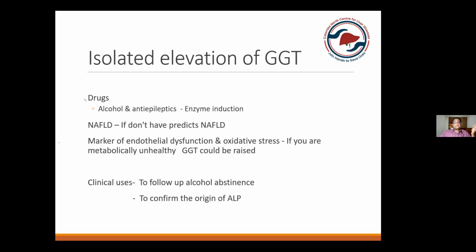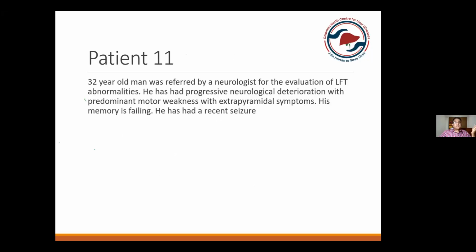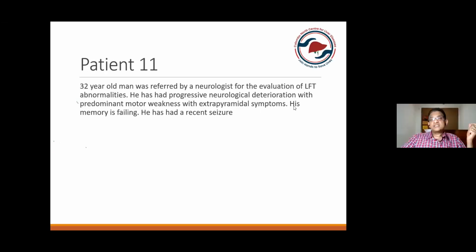Then it's just a marker of endothelial dysfunction as well. Patient 11, a 32-year-old man, was referred by a neurologist for evaluation of LFT abnormalities. He has progressive neurological deterioration with predominant motor weakness with extrapyramidal symptoms. His memory is failing and he has had recent fits. So a really unfortunate 32-year-old deteriorating rapidly over a few years. He can't walk properly, can't remember, he's having fits, he's weak, has extrapyramidal features, some cerebellar features as well.